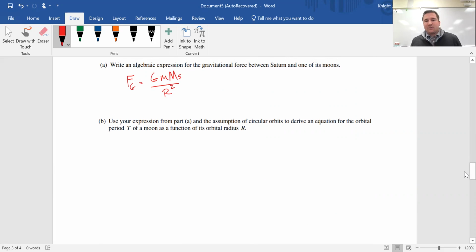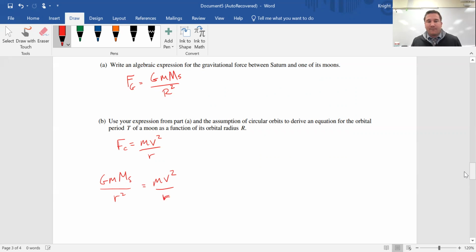First question there. Use your expression from part A, assume circular orbits, to derive an expression for the orbital period. So the key to take away here is that because we're talking about circular motion, gravity is acting as the centripetal force. And we know that centripetal force is equal to mv squared over r, right? So our centripetal force is our gravitational force. So we can plug in here G M, mass of Saturn, ms, over r squared is equal to mv squared over r. A couple things happen here, right?